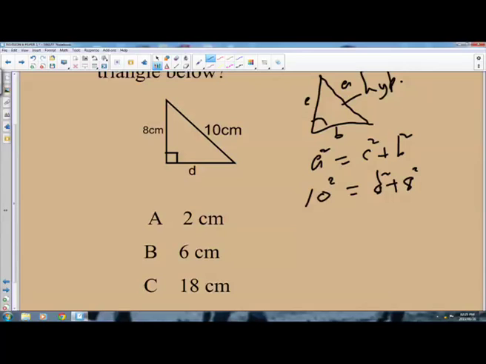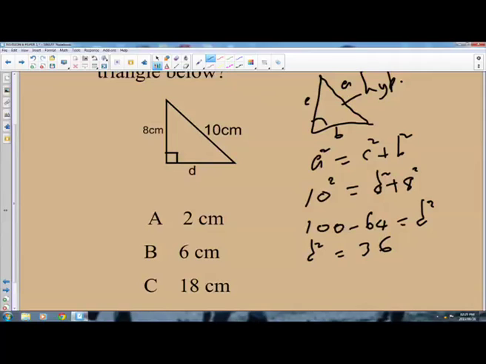Remember, you are solving for D. So we'll make sure that we take everything which doesn't have the variable D to one side of the equal sign. In this case it will be 100, because 10 squared is 100, minus 8 squared. 8 squared is 64. So it's 100 minus 64, giving us D squared. We simply say D squared is equal to 100 minus 64, which is 36.